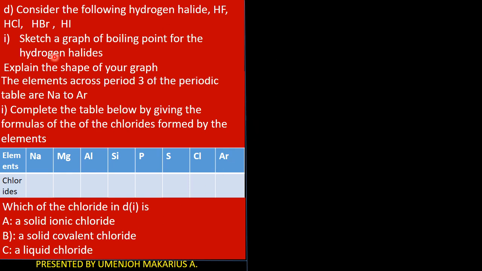Alright guys, let's start with the graph. So we are simply going to draw our vertical axis and we give that the name boiling point.